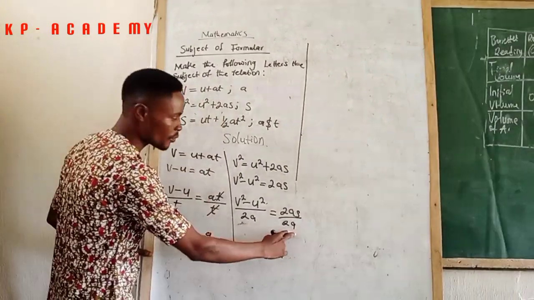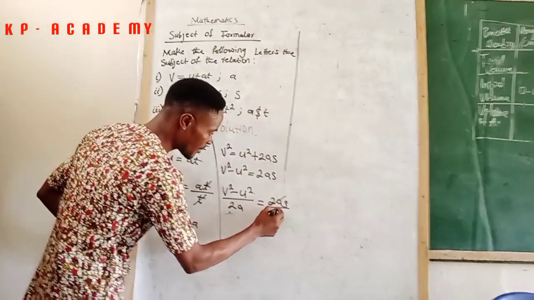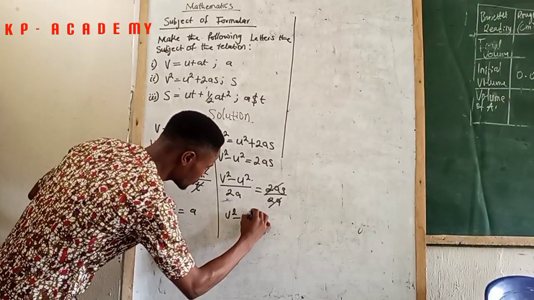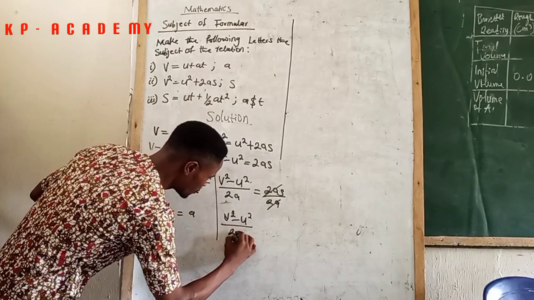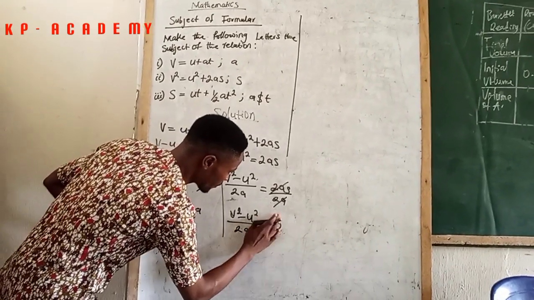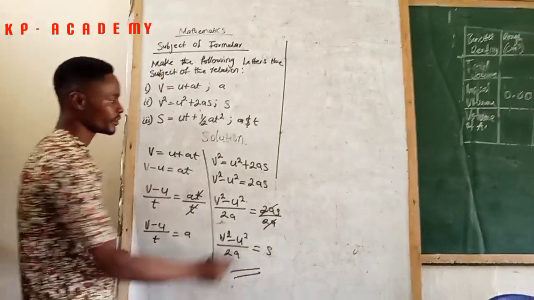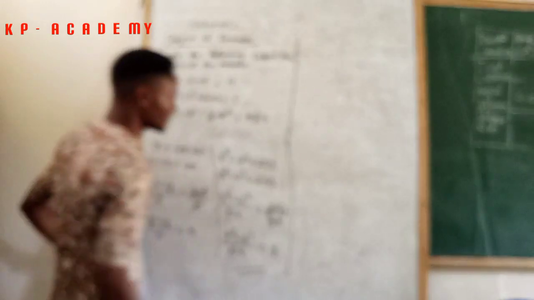Then 2a down here will cancel out 2a up here, and when that happens, s stands alone. Therefore, (v squared minus u squared) all over 2a is equal to 2. Sorry, is equal to s. And I have this as my answer.